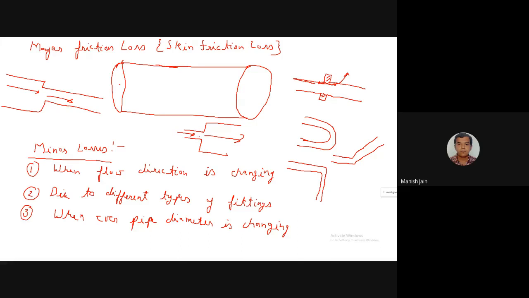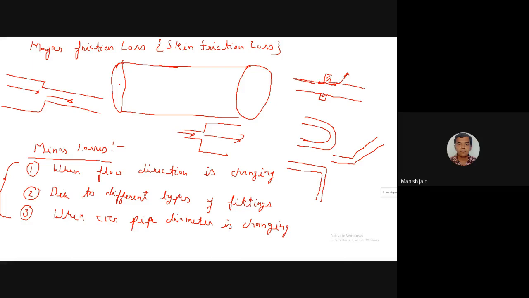So whenever you change the pipe diameter, there is a loss of energy, and that also creates minor losses. Majorly, minor losses occur whenever you change the direction of flow, whenever any type of fitting is present in the system, or whenever you change the diameter of the pipeline. So these three are the major causes of the minor losses. And the major losses occur due to the friction, skin friction.